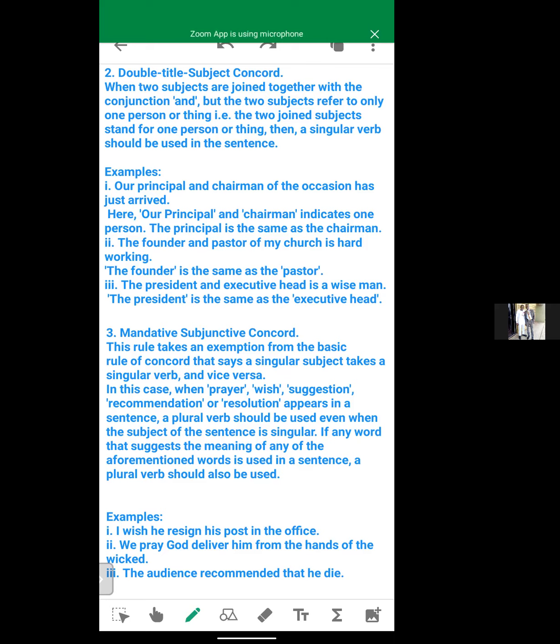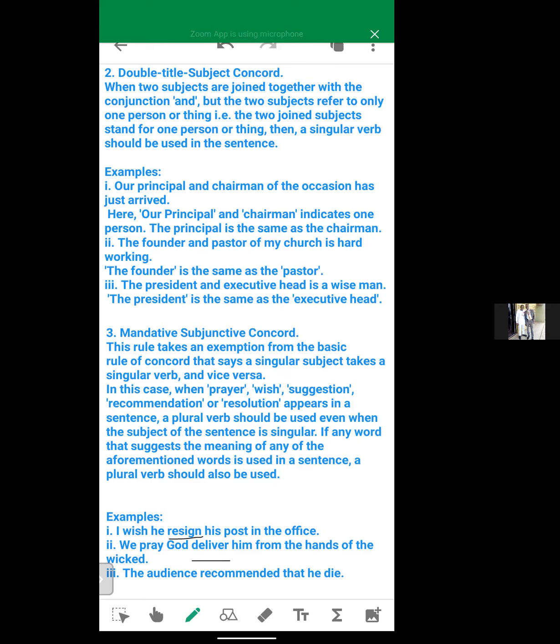For instance, let's see the example. I wish he resigned his post in the office. Now, this is the working verb here: I wish he resigned. But the way we use it in our contemporary construction, we say, I wish he resigns his post. That is wrong, very, very wrong. When you pray for something, or when you wish for something, that's when you are using it in the sentence, you must use it with a plural verb. Let's see this second example. We pray God deliver him from the hands of the wicked. Not God delivers him. Not we pray God delivers him.